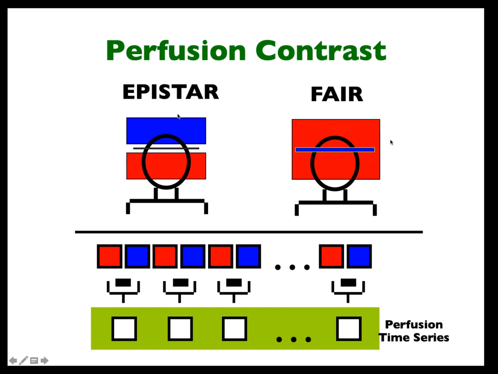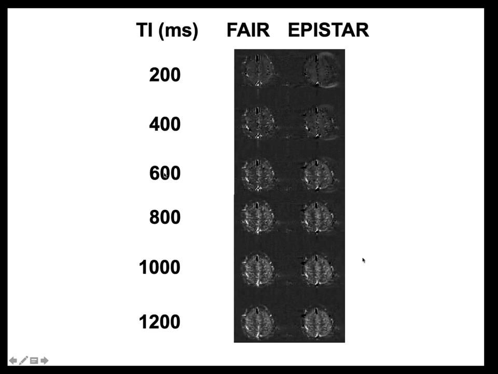And there are different strategies for tagging. This is called echoplanar imaging with signal targeting and alternating RF. This is flow alternating inversion recovery. Different strategies. Basically, this one tags from both sides. The other one tags from one side. And then you subtract the pairs of images, and you get things like this.